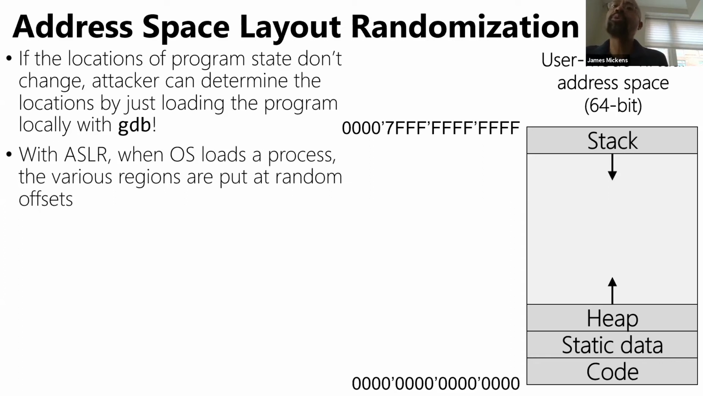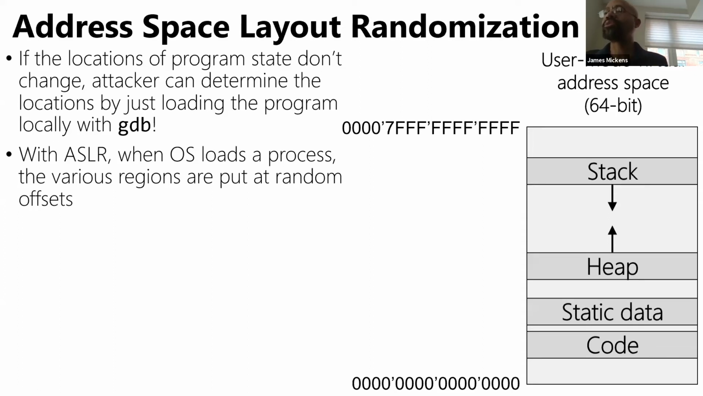With ASLR, when the operating system loads a process, the various regions in the address space are put at random offsets. If we look off to the right, we see that these various segments, the stack, the heap, the static data, the code, can live in different places inside the address space, which means that the attacker can no longer figure out where stuff lives just by loading a program locally, inspecting it via GDB, and then finding addresses which will be guaranteed to be valid on a different machine that's running the same program.